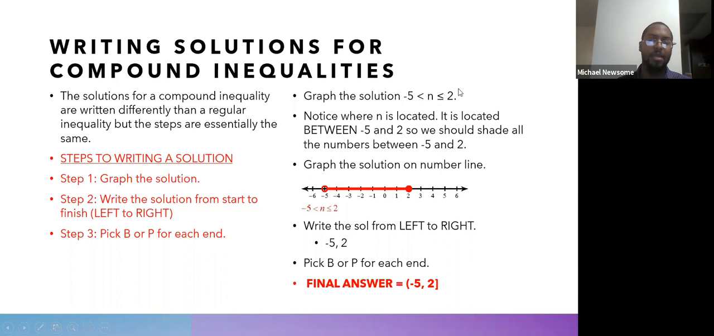-5, n, and 2. So -5 is less than n is less than or equal to 2. Where is n located? That would be sort of the equivalent of asking, where is Alabama located? Well, Alabama is basically located between two states.